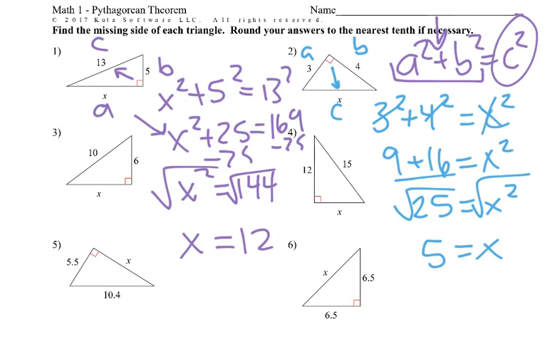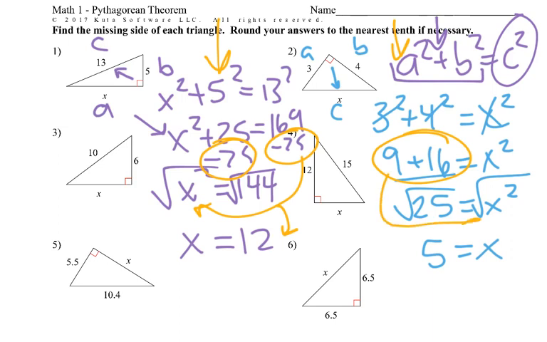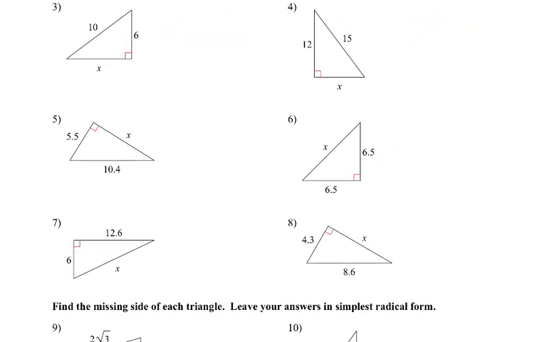Alright, so this is basically the two different types of problems you'll deal with when you're finding the length of one side given the other two sides. You're either going to have to subtract the side from the hypotenuse to find the other side, or you're going to have to add the two sides to find the hypotenuse. Okay, so let's get going.